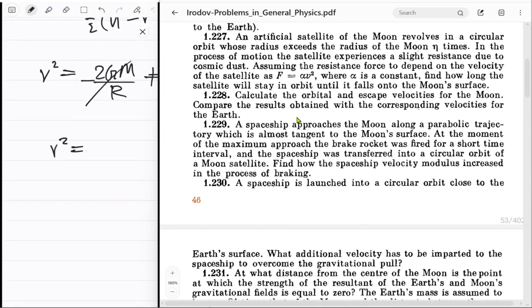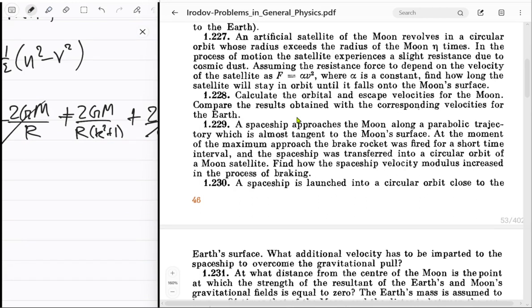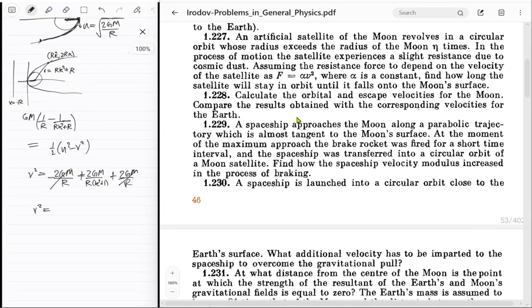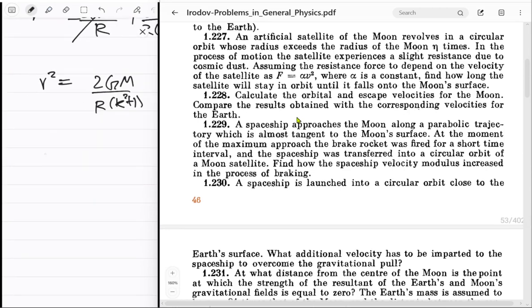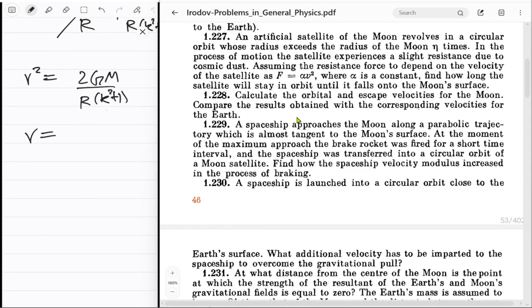So V square is just equal to 2GM upon r, which is to be expected because it was 0 at infinity. And now the radius is this thing. So that works out perfectly. It still escapes, right? So V square equals 2GM upon r times k square plus 1. Perfect. So our speed can be thought of as the square root of 2GM upon r. We should just say it's u, so u upon the square root of k square plus 1.